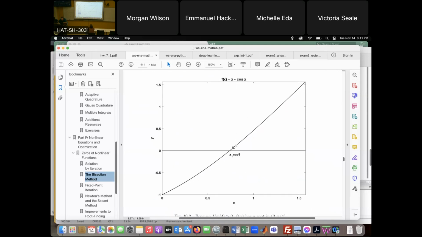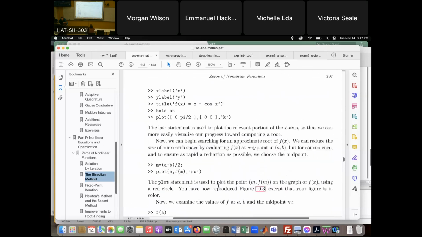We evaluate the function there and see that it's positive. So the sign here is the opposite of the sign over here at x equals 0. So now I know there has to be a root between 0 and pi over 4. Then I can compute the midpoint in here and keep looking. And what happens when you do that?